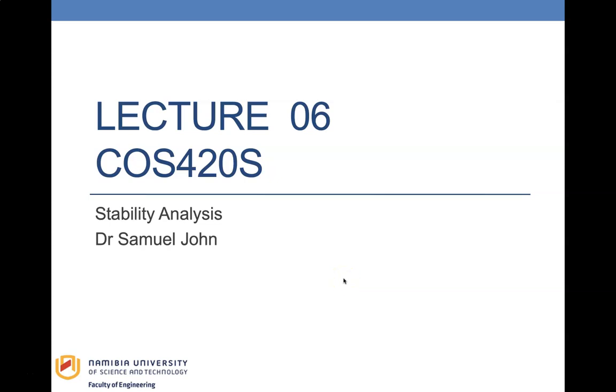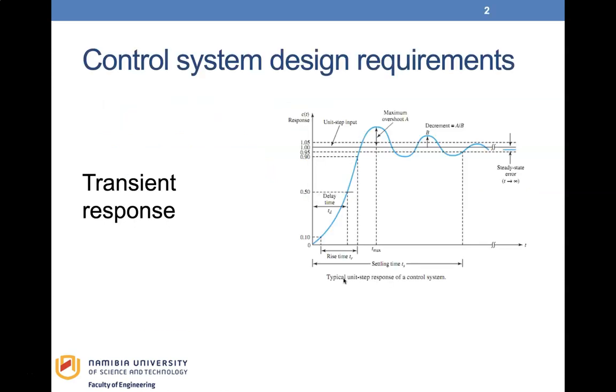In this lecture, we'll be looking at stability analysis. In control systems, stability is one of the very important requirements. There are three main requirements in control system design. The first one, which we've already covered, is transient response, which specifies your rise time, your settling time, your percentage overshoot, and these must be specified as part of your specifications.